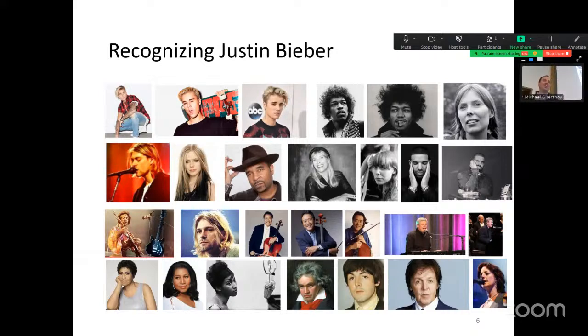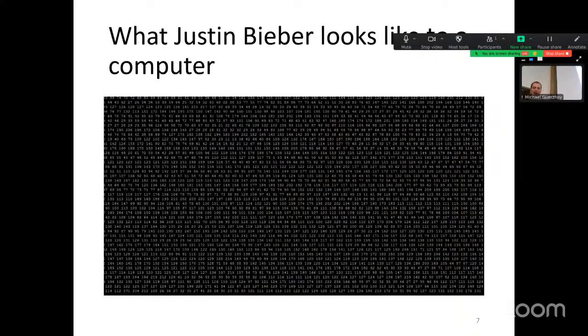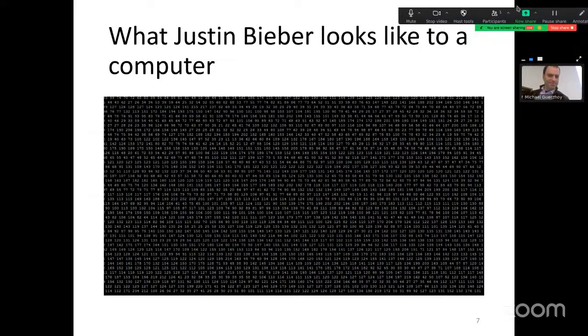Anyway, okay. So this is kind of what Justin Bieber looks like to a computer. It's a bunch of numbers, right? Those would be the brightnesses of the pixels, in each of the pixels. So what we want to know is, okay, how do you take something like this and say, oh, that's Justin right there, right?